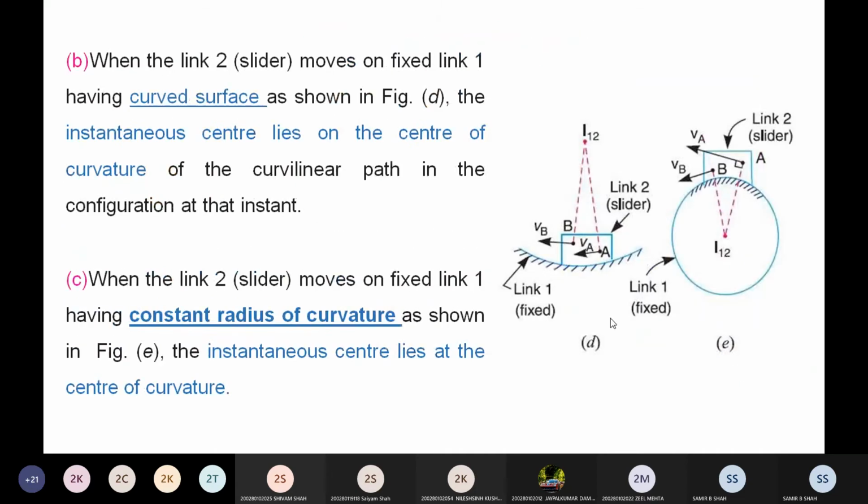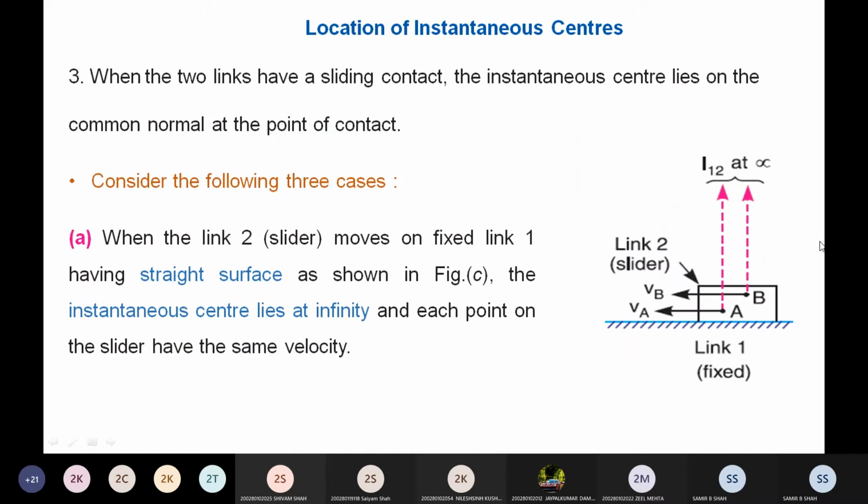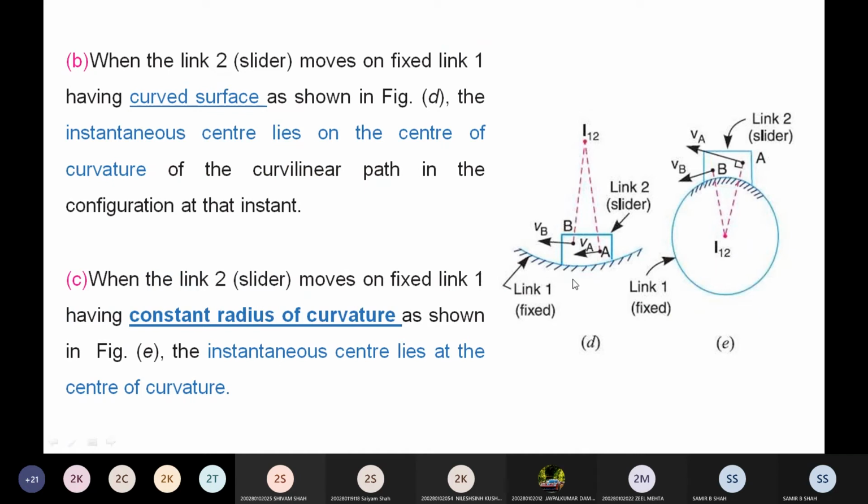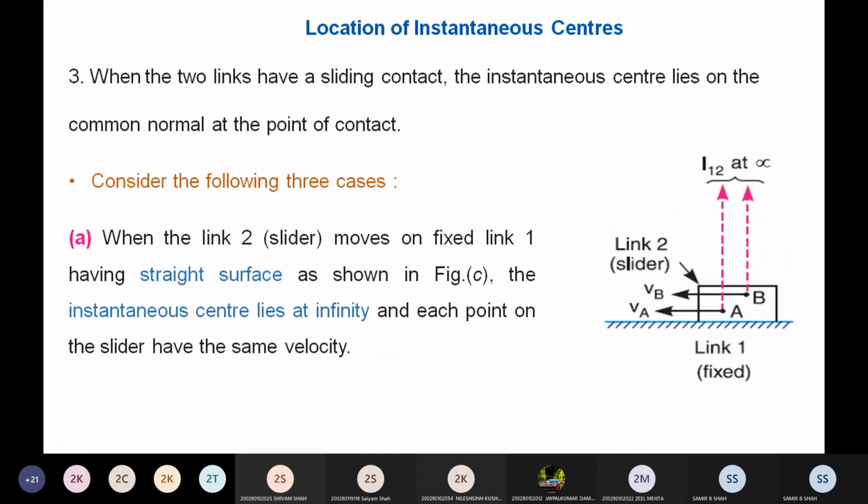You have to remember, sometimes in the data it may be directly provided that link A or link B is either on a curved surface or on a straight surface, or the condition like constant radius is given to you. So everything is given to you. If it's not given, then you may mention that it is a straight surface and directly consider that your I center is at infinity. Okay.